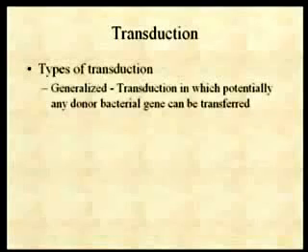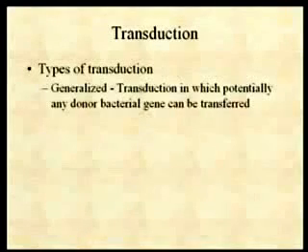There are actually two different ways that phage can transduce genes from donors to recipient. One form of transduction is called generalized transduction. And generalized transduction is transduction in which potentially any of the donor chromosomal genes can be transferred to the recipient. All right? So it has the potential.